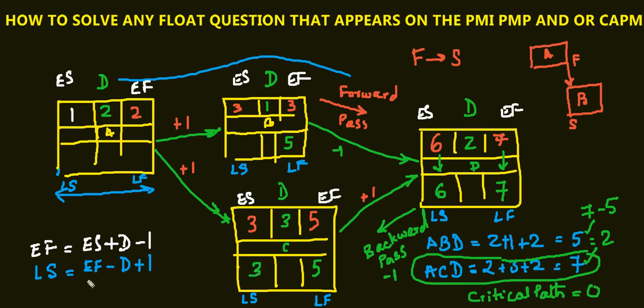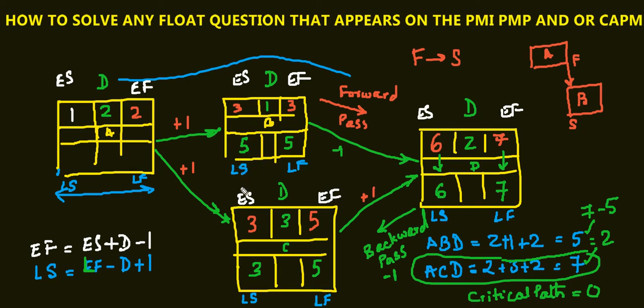I'm using this formula. 5, that is the late finish. Sorry, it's late finish, not early finish. Late start is equal to late finish minus duration plus 1. So similarly, 5 minus 1, that is how much? 4, plus 1, 5.